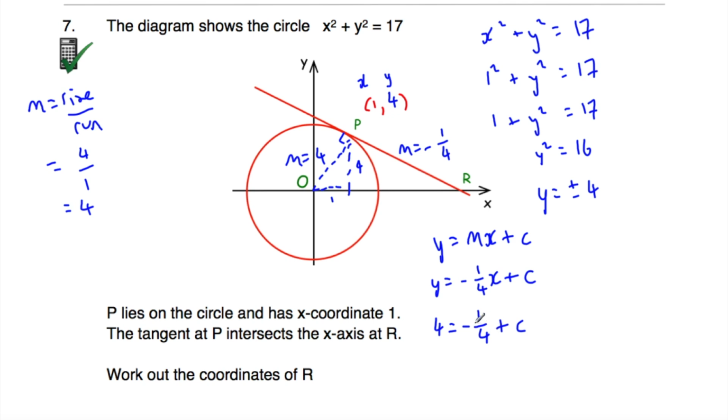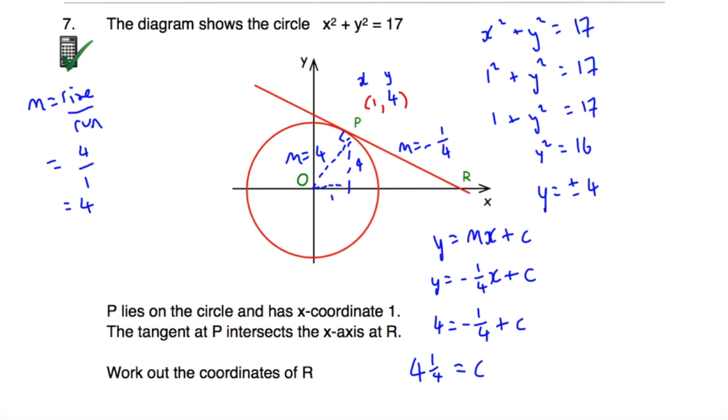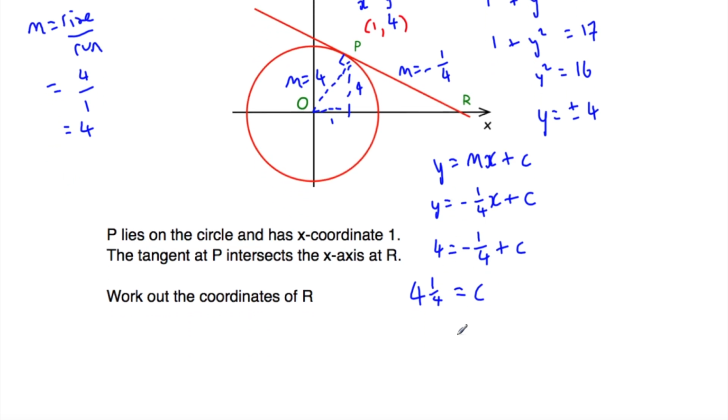Now we want to get the c on its own, so let's get rid of this quarter, so let's add 1/4 to both sides. So when we add 1/4 to 4, we get 4 1/4 is equal to c. So that's fantastic. We now know the equation of the tangent. If we substitute this into here, we're going to get that y is equal to -1/4 x plus 4 1/4. Or we could write this as 17 over 4 or 4.25. All of those would be fine.